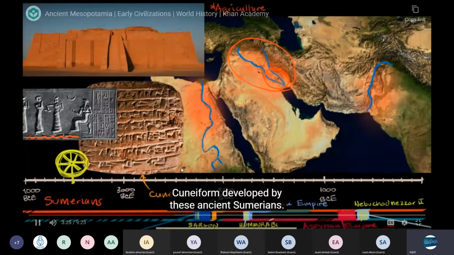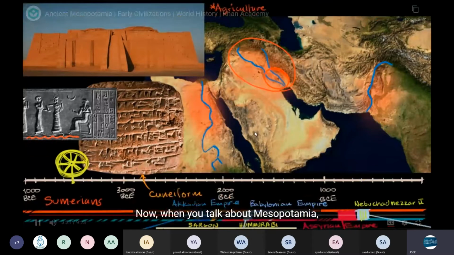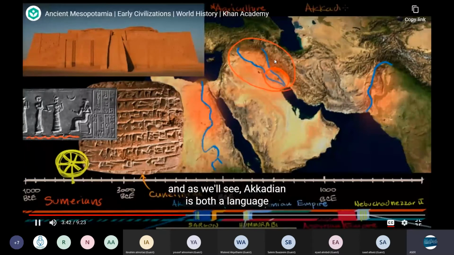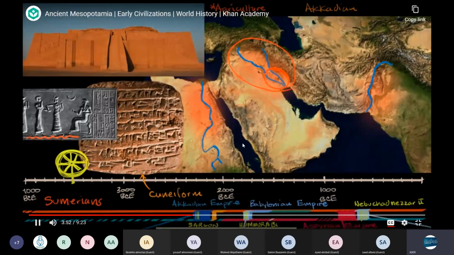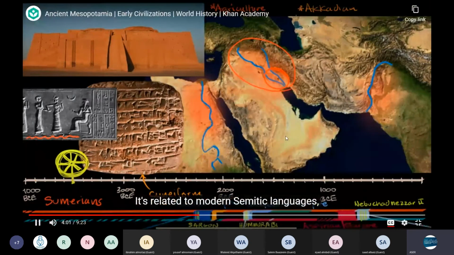Now, when you talk about Mesopotamia, you'll talk about Sumerians, but we'll also talk about other civilizations that emerge. In particular, let me write them all down. You have the Sumerians. You'll also hear something called Akkadian. And as we'll see, Akkadian is both a language and an empire that will emerge. In Mesopotamia, over roughly 3,000 years BCE, the two primary languages are Akkadian, which is considered a Semitic language, related to modern Semitic languages.